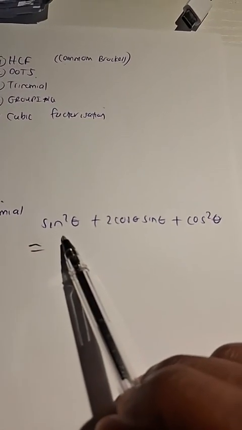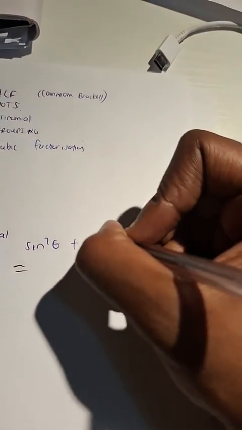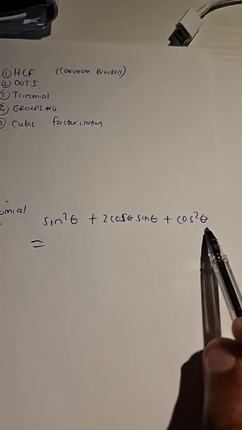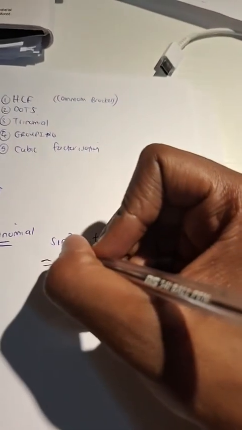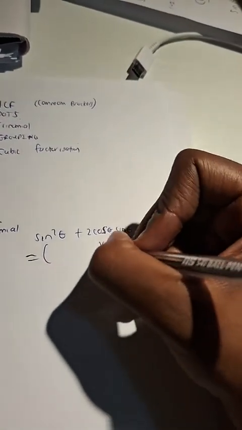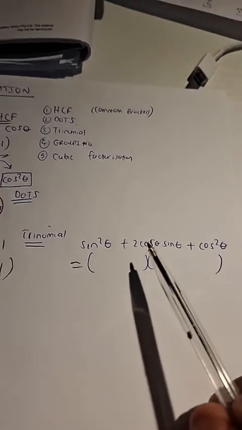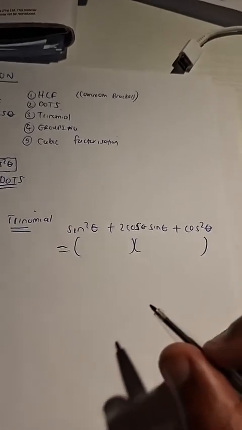Sine squared theta plus 2 cos theta sine theta plus cos squared theta. Okay. So once again, this is another trinomial. It's just that it has 2 variables, and the middle term indicates the 2-ness in the variables.